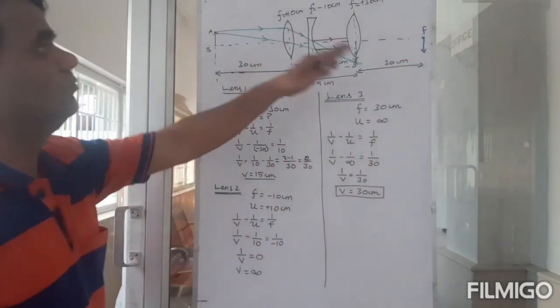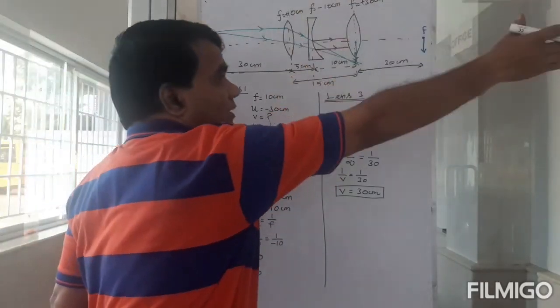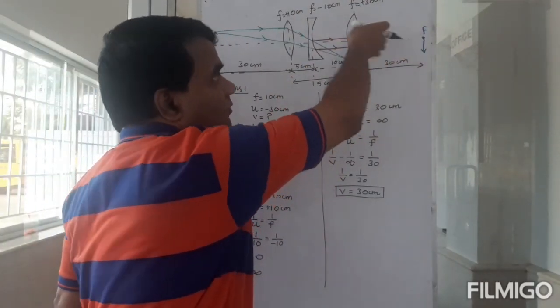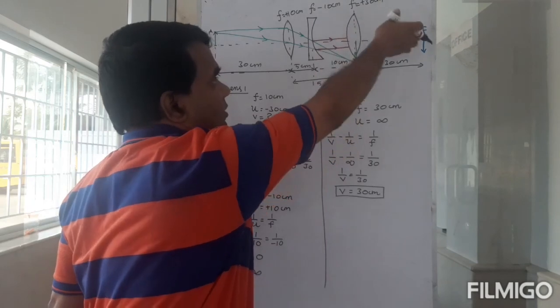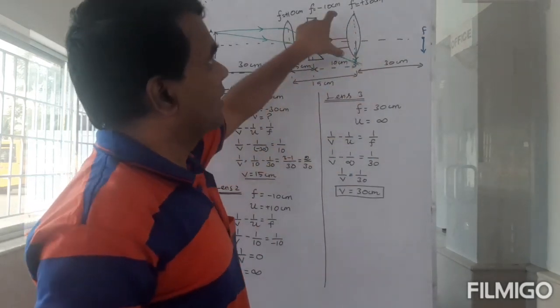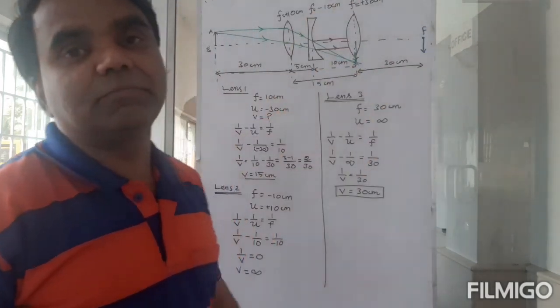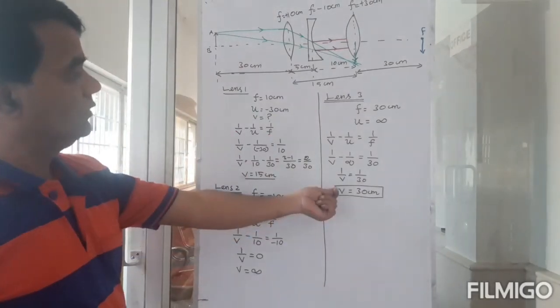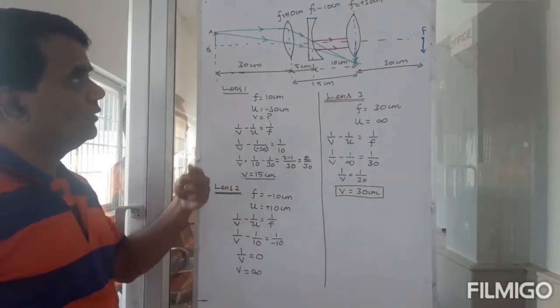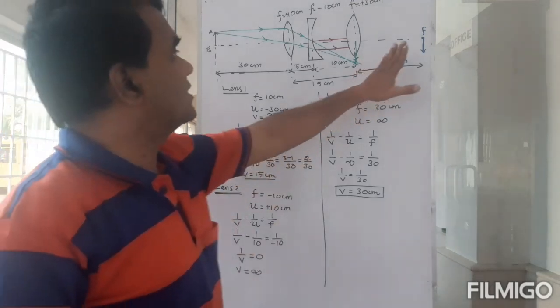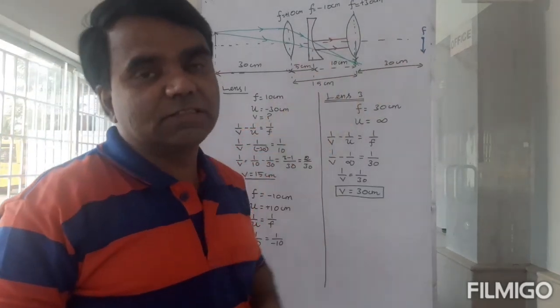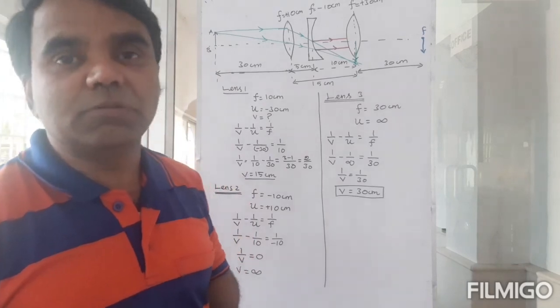If the object is at infinity, then the image will be at 30 centimeters. Parallel lines will converge there. So v is equal to 30 centimeters. The image will be formed 30 centimeters from the third lens. That's the answer. So this is how we do this problem.